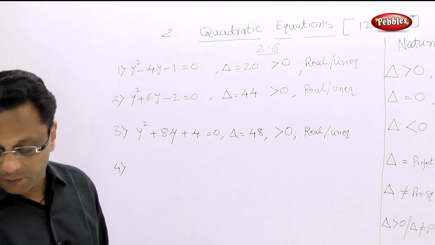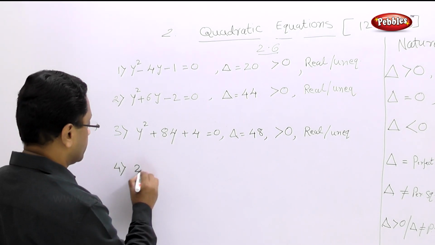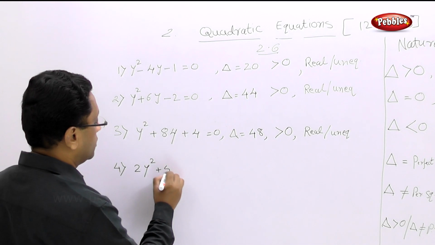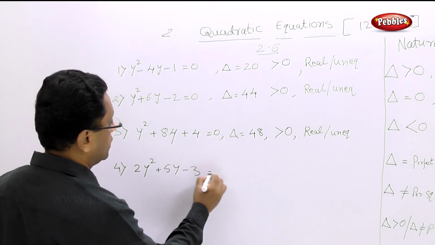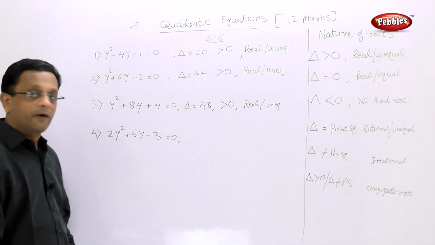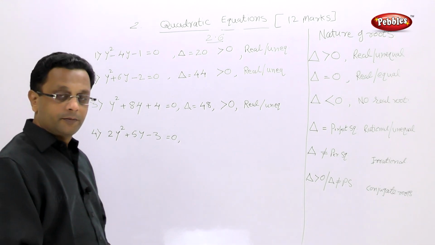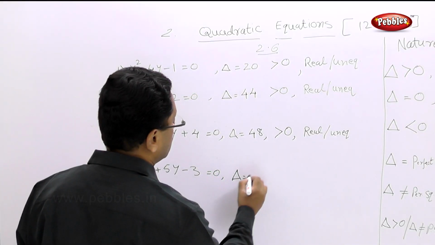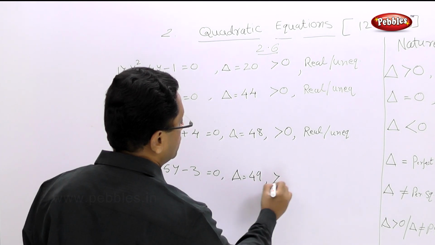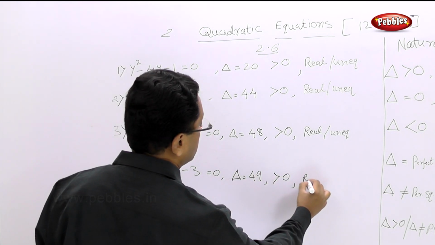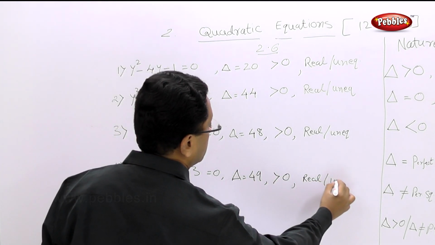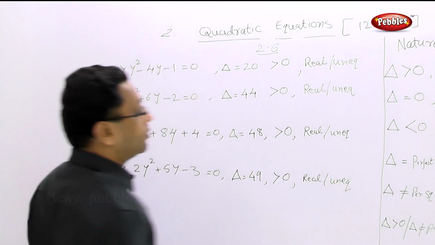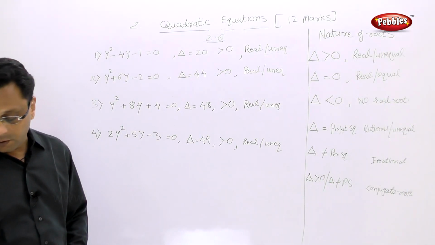Next one, fourth: 2y square plus 5y minus 3 equal to 0. Find the value of delta. Pause the video. The value of delta is 49, which is greater than 0. The roots are real and unequal.